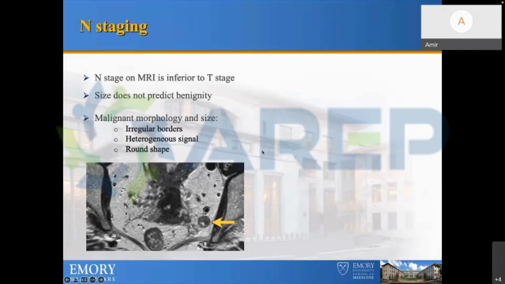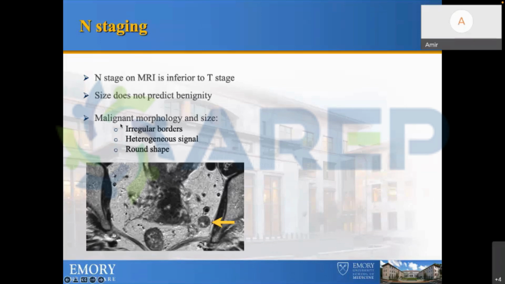How about N staging? N staging is lower or inferior to the T stage in terms of prognosis, but still, in the same MR report, we're going to provide the N stage. Remember, size does not predict benignity. So this is an example of an abnormal mesorectal lymph node. But remember these three factors.